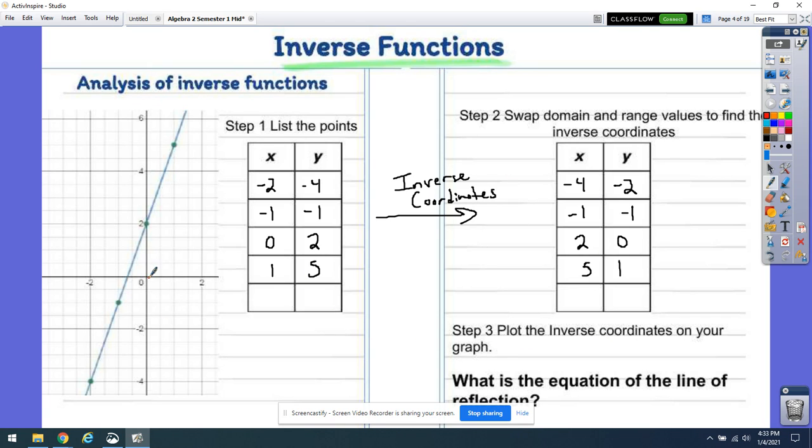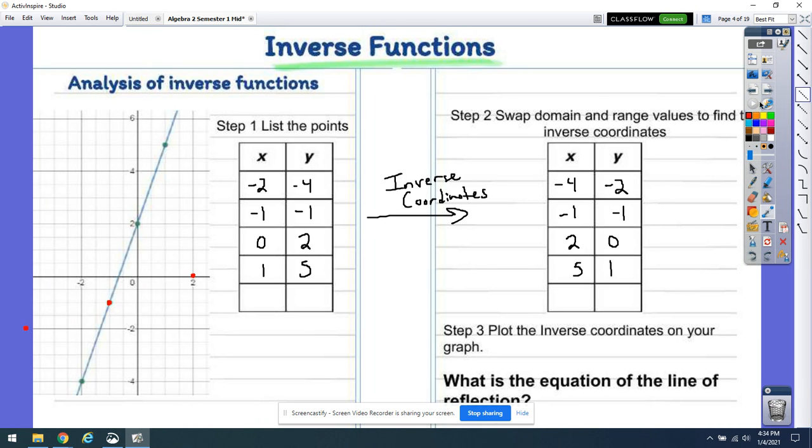So I'm going to go to my -4, -2. It's going to be located kind of off my page over here, but that shouldn't be a big issue. Then I have -1, -1, and then I have 2, 0. If you take a look, it has this nice linear behavior. So I'm going to create my line, going from point to point, starting from here to here.